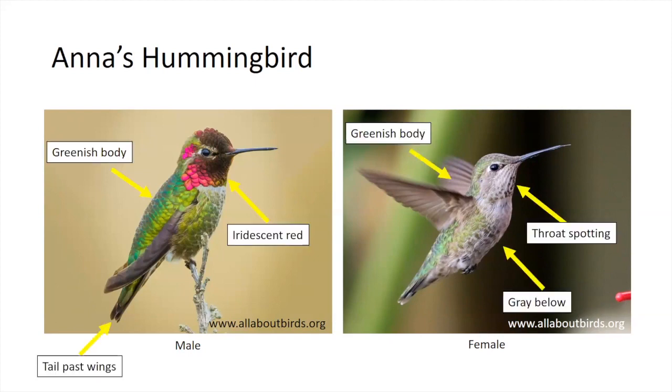So throughout the presentation, I'll point out features that are good cues to look for when you're trying to identify a bird. For the Anna's hummingbird male, his most defining feature is his beautiful iridescent red throat. He has a greenish body and his tail extends down past his wings. She's a bit more difficult to tell. She has some throat spotting but lacks the beautiful iridescent throat. She's greenish and gray below.